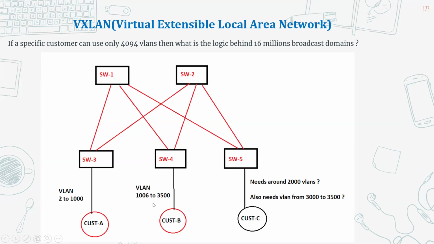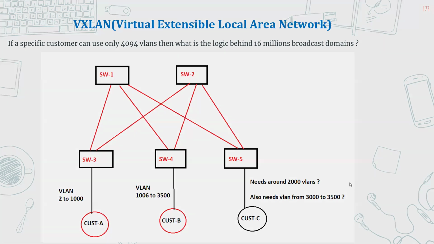Otherwise, you can see that customer B and customer C, they'll be having a common broadcast domain, and then the traffic can leak between the customer B and customer C. So what is the solution?